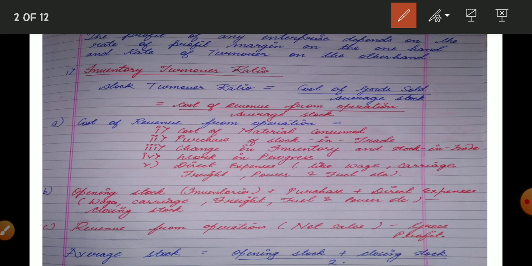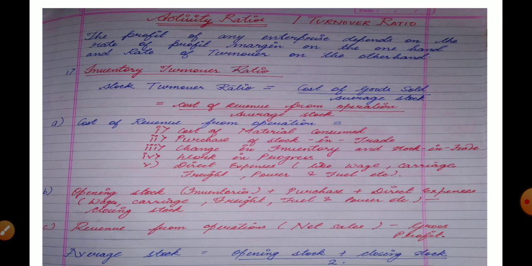So if inventory turnover ratio is higher, it is good. If inventory turnover ratio is lower, it is bad. Remember this, and it is helpful in further questions for commenting about the position of the company, whether it is good or bad. Sometimes in questions they ask you to comment or suggest about the company's position.